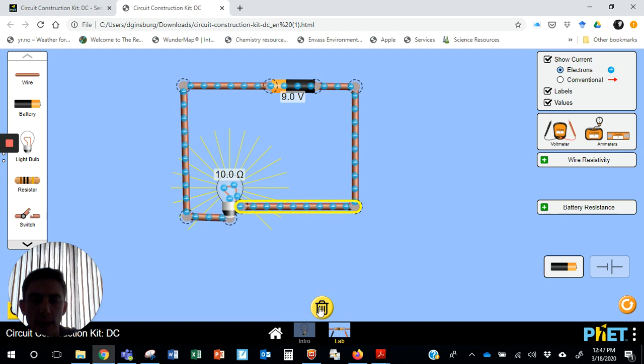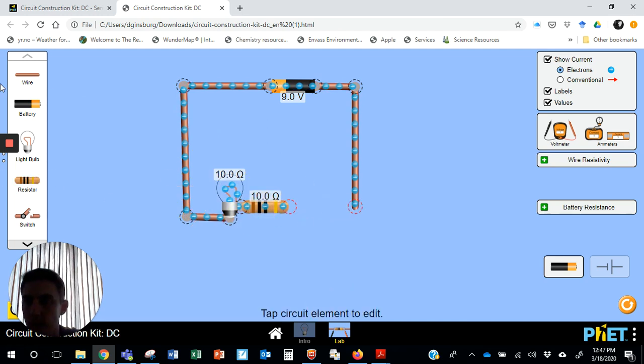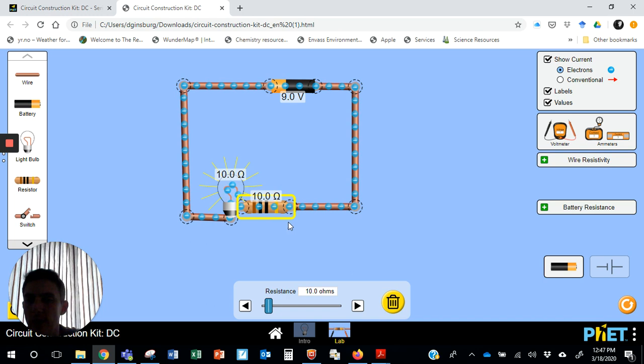If I were to add a resistor into the circuit and join it up with some conducting wire, the resistors work the same way. Remember, a light bulb is a resistor. So if I click on this resistor, I can adjust the resistance of it using the slider.